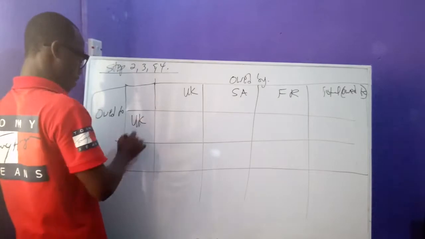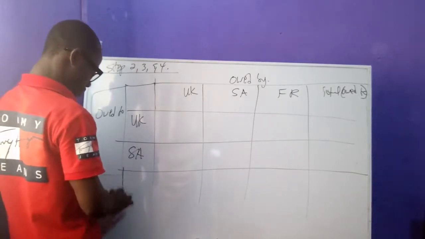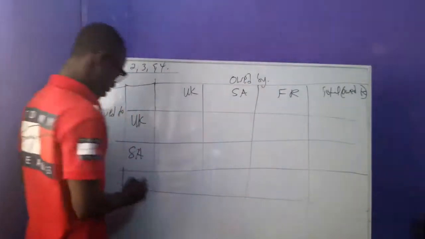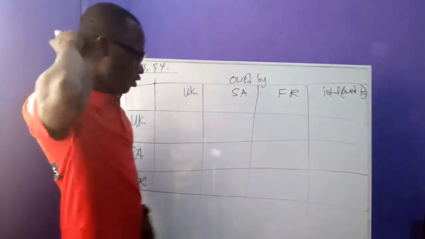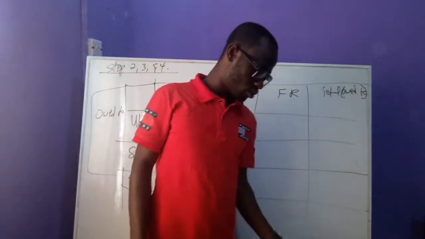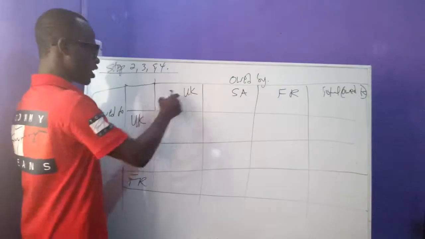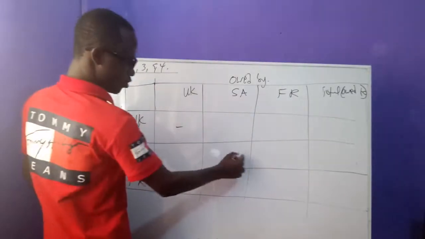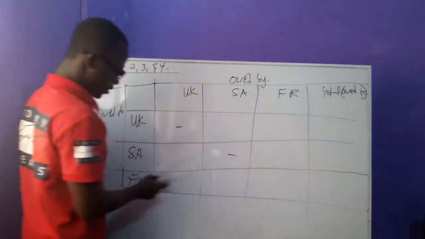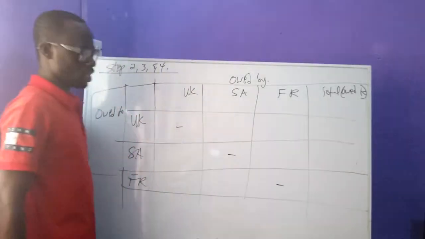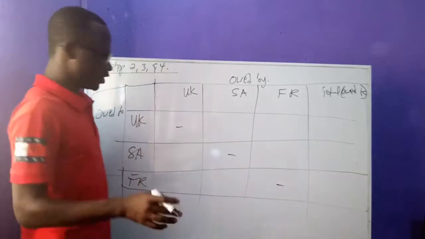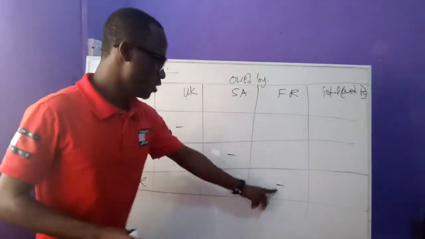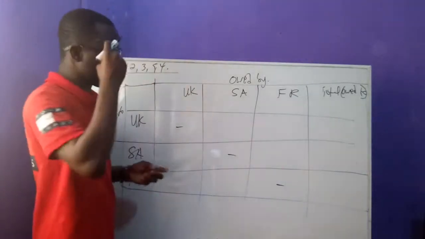So UK, South Africa, and then France. If we go back to our metrics, we realize that the UK company cannot owe itself, the South Africa company cannot owe itself, and the France company can also not owe itself. So that is out, right? That's the first step. Those midpoint areas will be out.